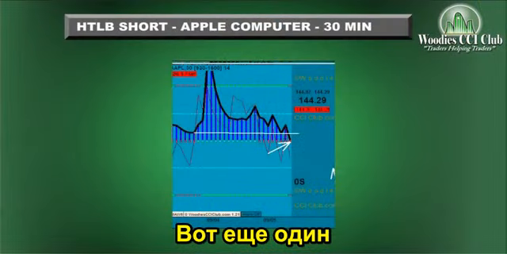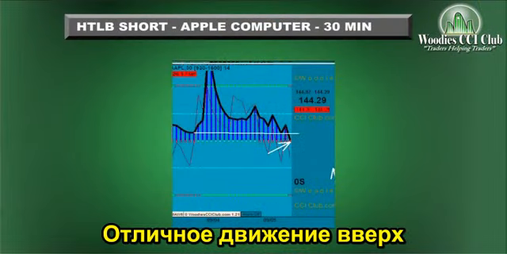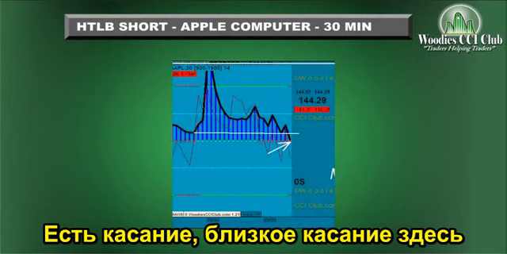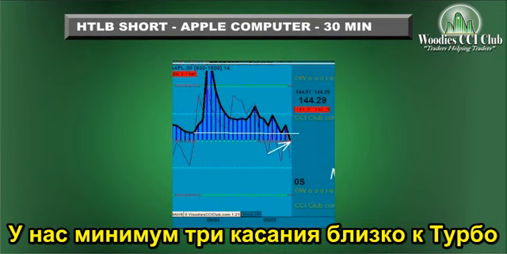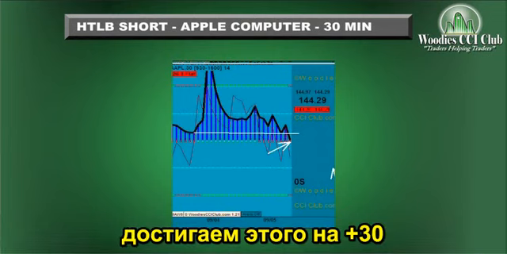Yeah, here's another one. We have a nice up move. We have a touch here, a close touch here. We have another touch here. So we have at least 2 touches and one that was really close on the turbo. We got this about plus 30.